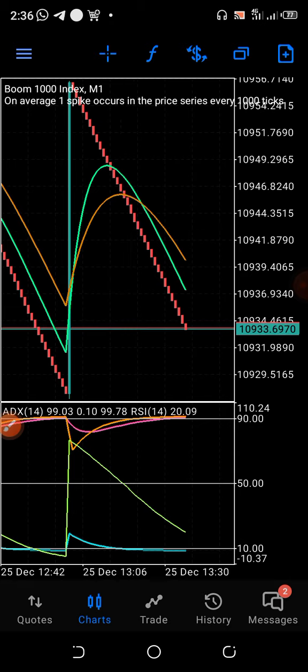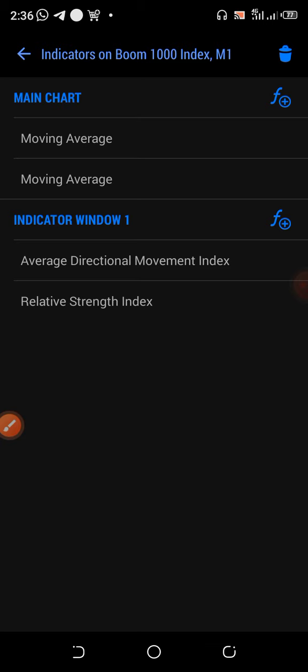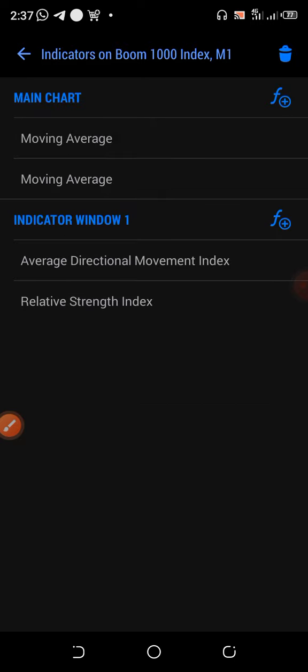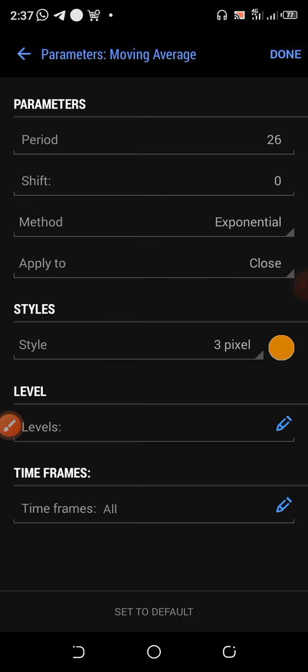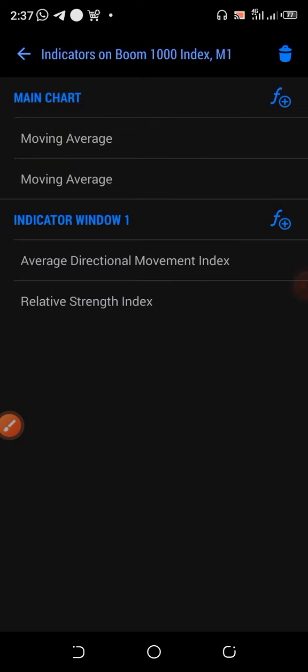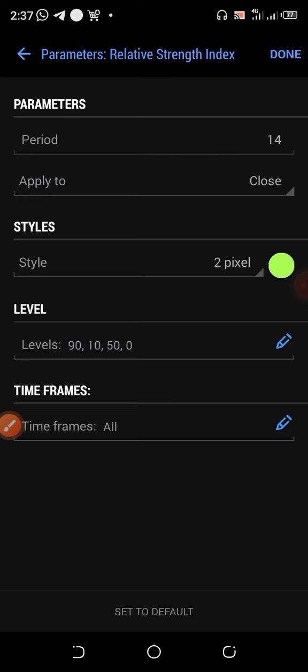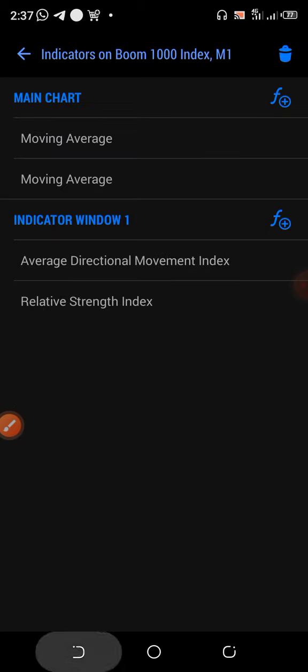My name is GDFX. Let me flash back the indicators again. Parameters 12, exponential, and the color. The second moving average 26, exponential, and you use the color you want. Then ADX, which is average directional movement. I'm using 14. Then choose the color of your choice. Make sure you identify them. Then that green line you are seeing is the relative strength index. That is what I'm using to supplement.